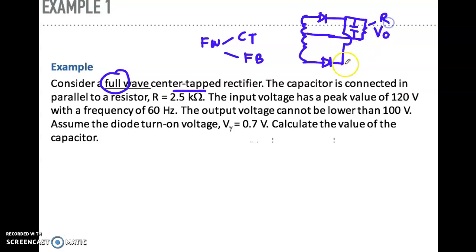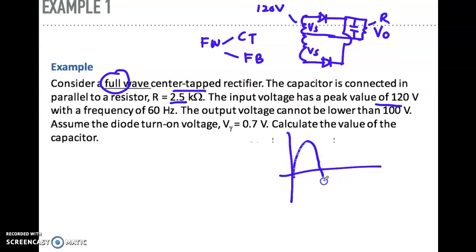This is your R. Okay. And the value is 2.5 kilo ohm. The input voltage has a peak value of 120. So the input voltage here means the V secondary after the transformer. The peak value here is 120. So if we draw the graph, this will be your Vs, the input voltage. The peak here is 120 with a frequency of 60 Hz.